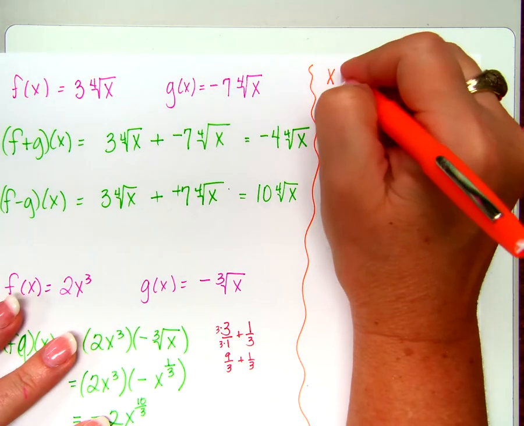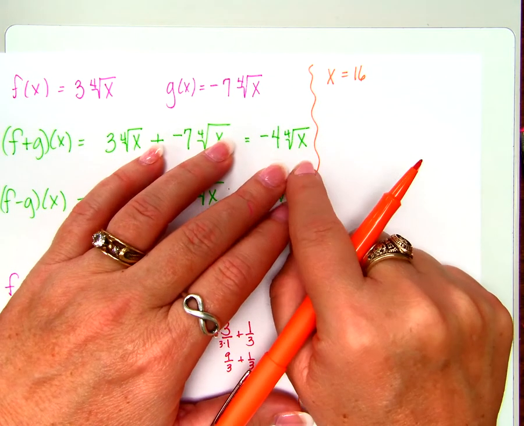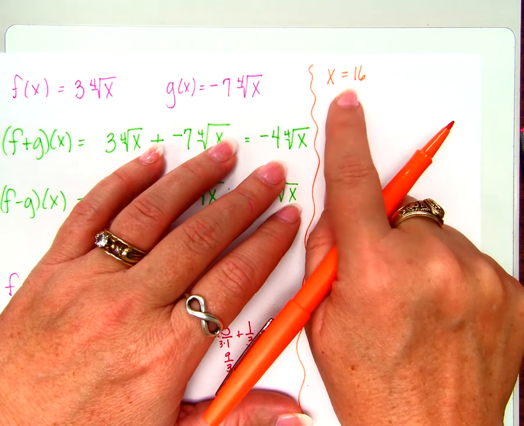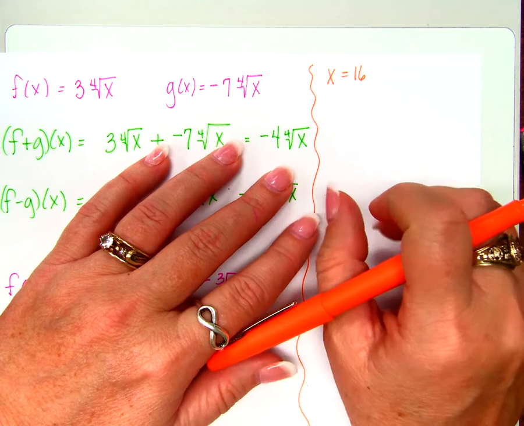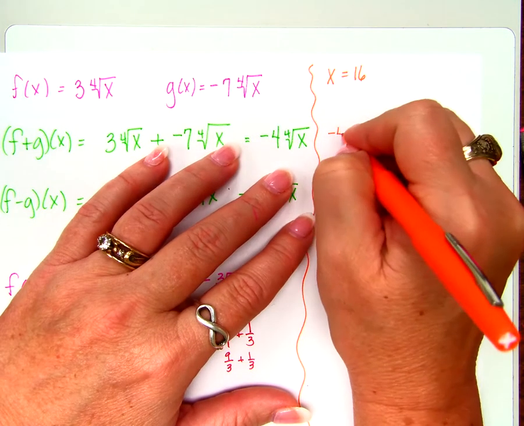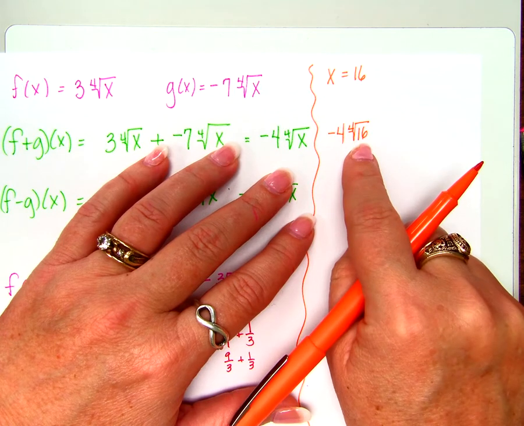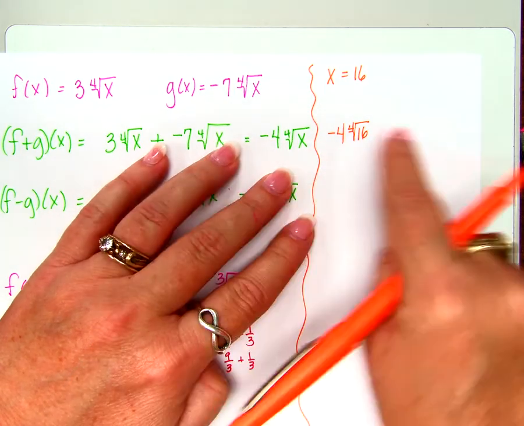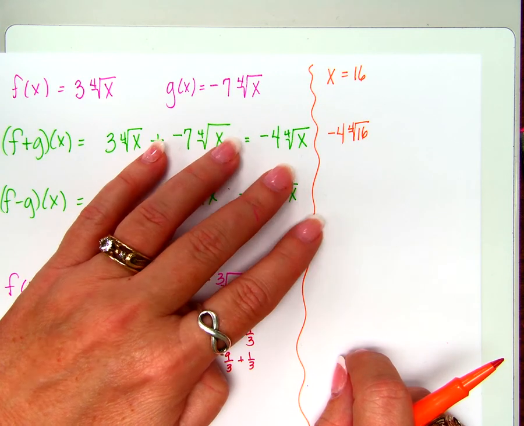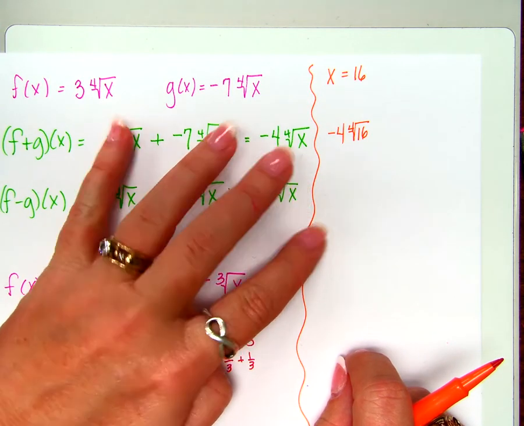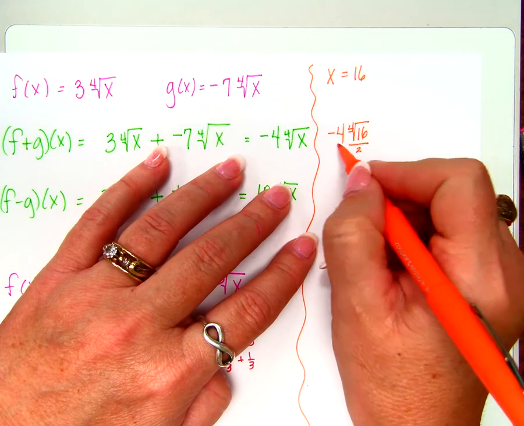What if I tell you x equals 16, and I want you to go back to this function right here? How would I evaluate this function at 16? I substitute it in, right? Plug it in, substitute it. Substitute's a better math word, right? So I have negative 4 times the 4th root of 16. What is the 4th root of 16? What times what times what times what equals 16? 2, right? 2 times 2 is 4 times 2 is 8 times 2 is 16. So the 4th root of 16 is 2. Well, if the 4th root of 16 is 2, what is 2 times negative 4?